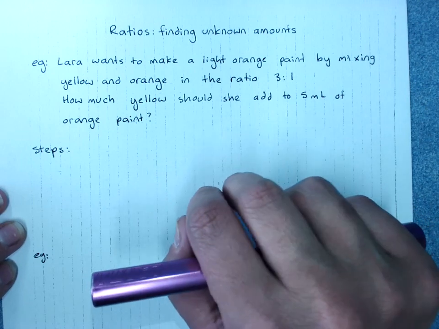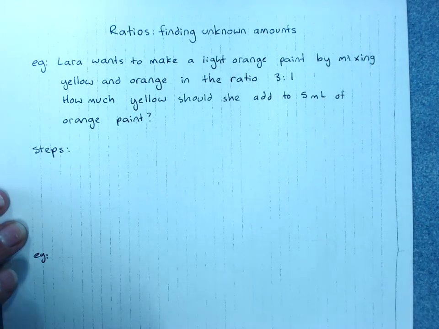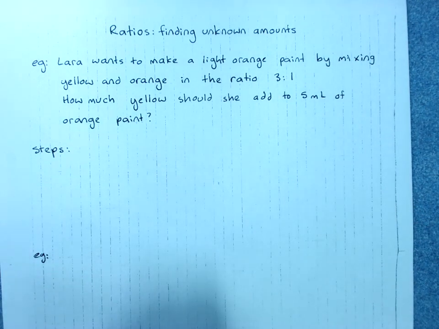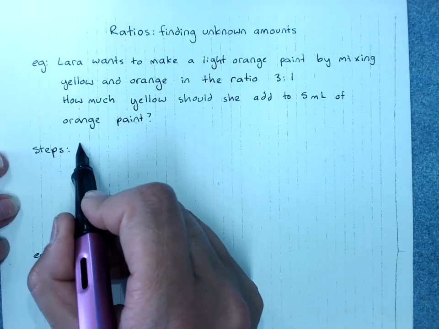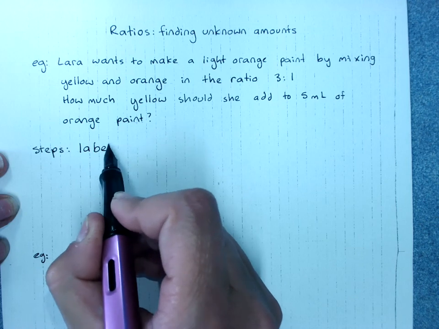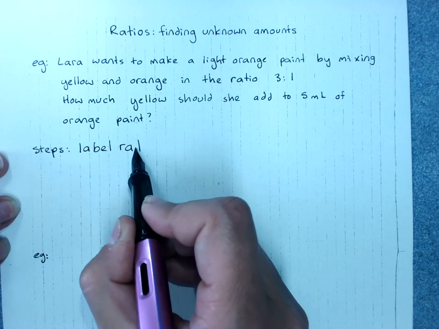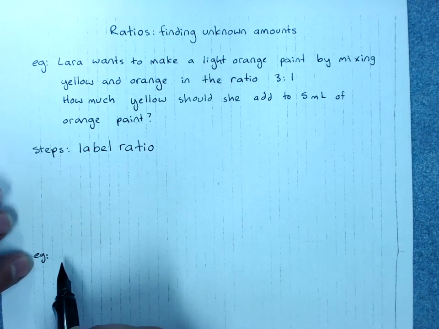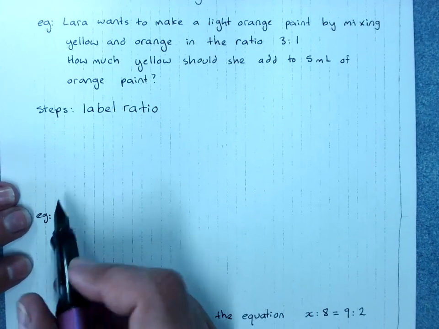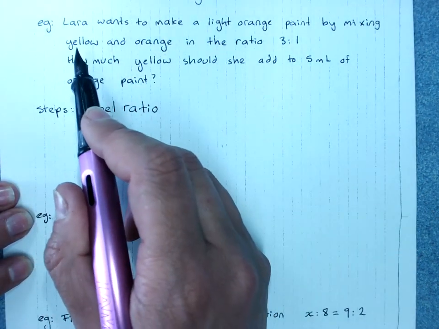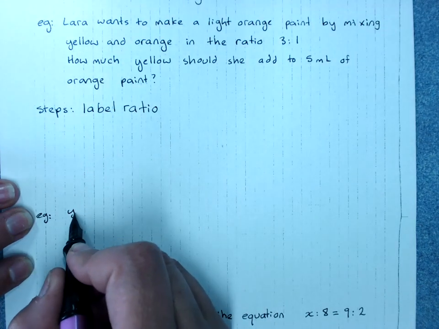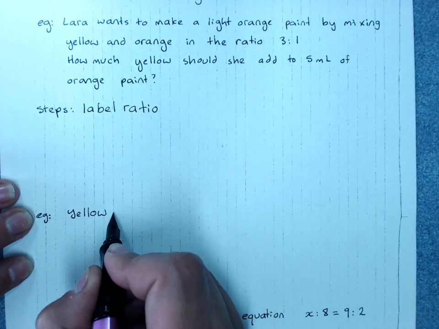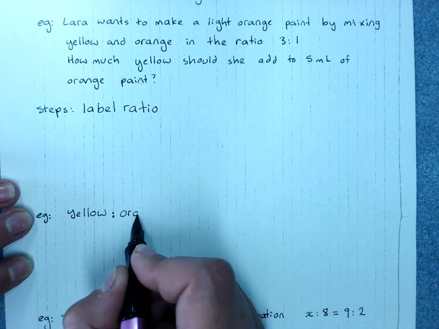So this is a type of ratio situation that does come up quite often. Your steps are, you'll always label the ratio if they tell you what it is. So I'm going to do our example down here. They've said it's the ratio of yellow and orange, so we go with the order that they wrote. Yellow to orange.